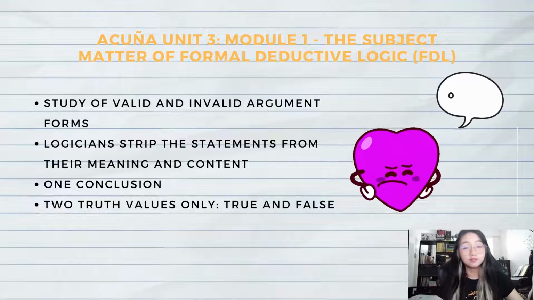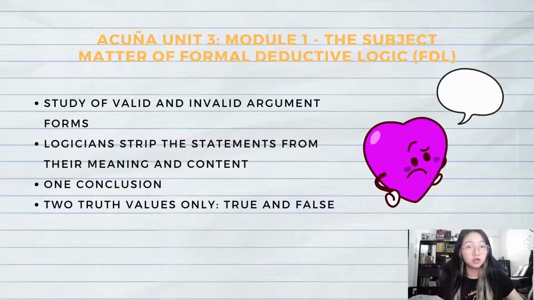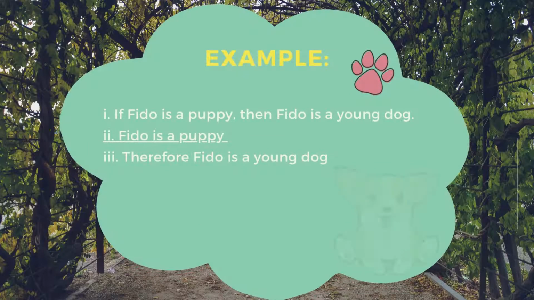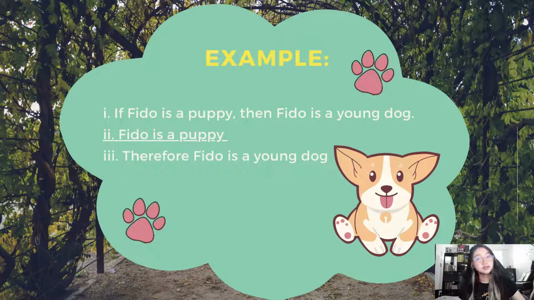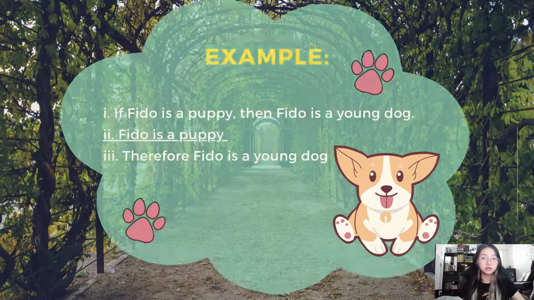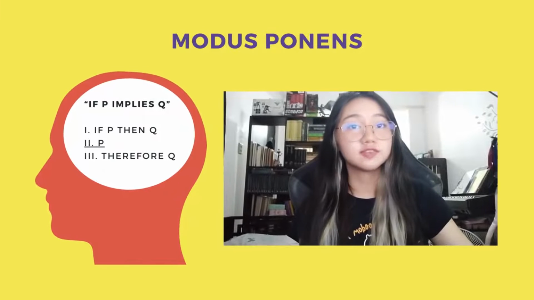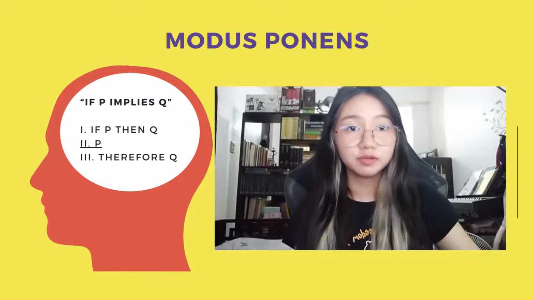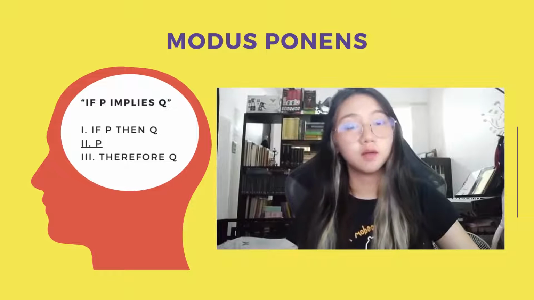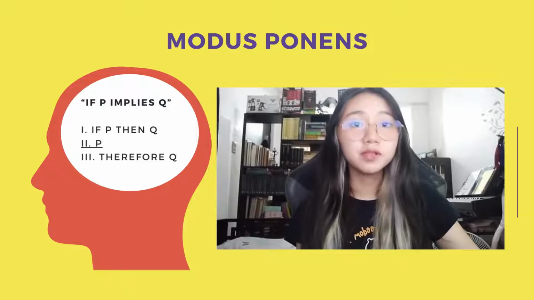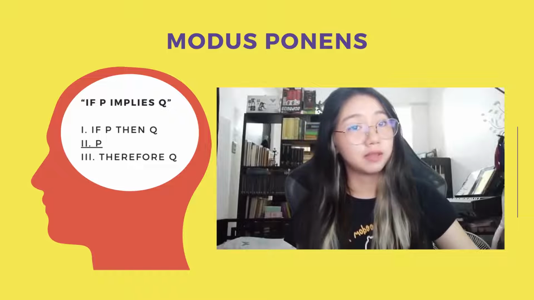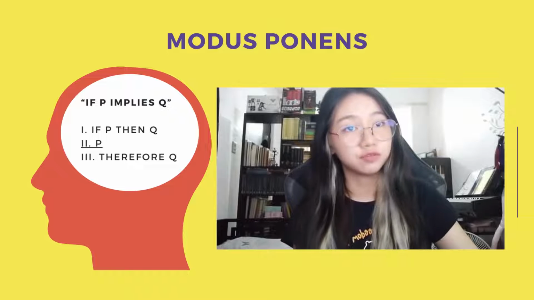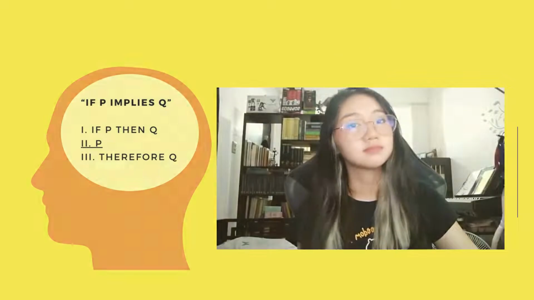The FDL has two truth values only, which are true and false. Here's an example. As you can see, the first two statements are premises, and it is followed by a conclusion. Logicians have come up with a way to inspect an argument structure. If you look at the previous example, that is what you call a modus ponens. It is the formula if P implies Q, which makes inspecting the argument a lot easier now that we have a truth table. Here's an example.